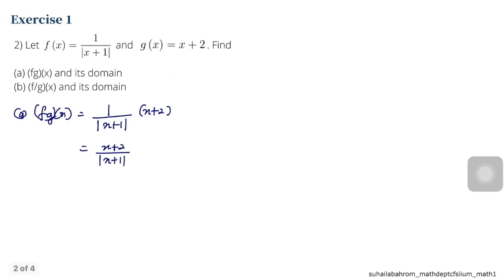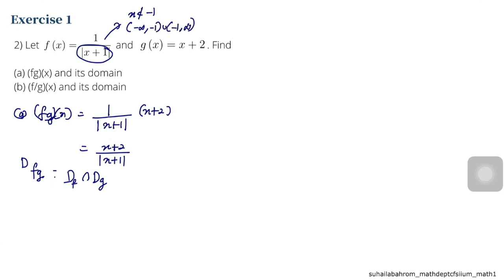And how about the domain? The domain for the product, sum and also the difference between functions is equivalent to the domain of f, and it must intersect with the domain of the function g. So what is the domain of the function f? Since we have a rational function here, what makes the denominator 0 is the value of negative 1. So x cannot be negative 1. Therefore, the domain in interval notation is from negative infinity until negative 1 union negative 1 until infinity.